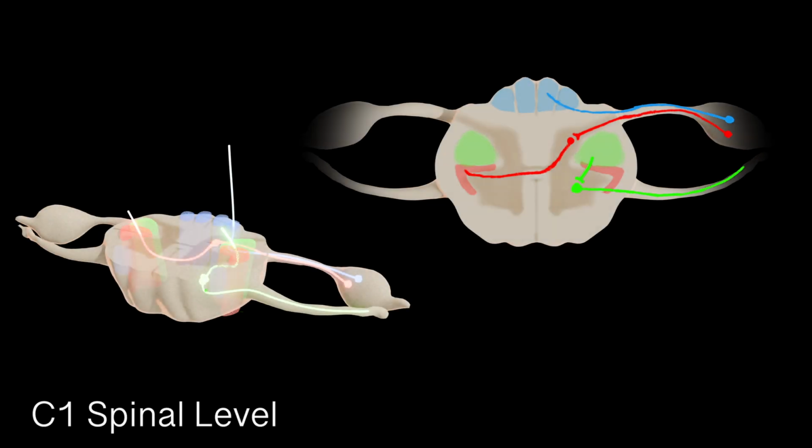I also want to pause here and clarify our notation a bit. As you can see, our spinothalamic tract is pictured in red, and the dorsal column medial lemniscus tract is pictured in blue, and the corticospinal tract is pictured in green. These will remain consistent throughout the video to make things easier to follow.